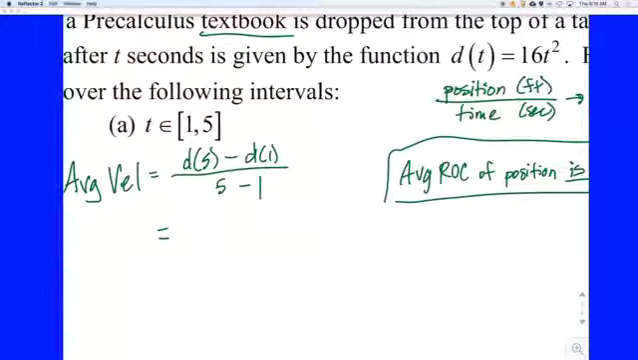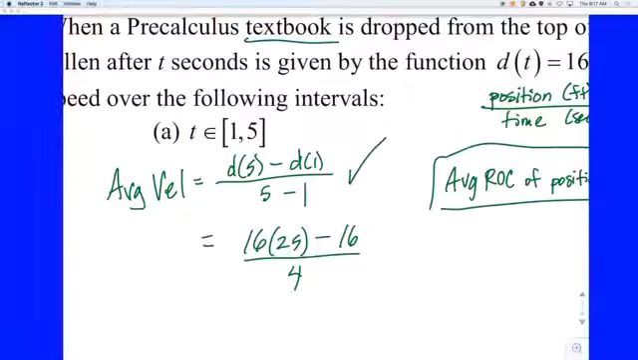So d of 5 is going to be 16 times 5 squared, which is 25, minus d of 1 is 16 times 1 squared, which is 1, all over 5 minus 1 is 4. So there's the difference quotient on the first line, labeled as average velocity. You'll get credit for that. I'll probably give you credit for that too, right? Just kind of thinking about a quiz tomorrow.